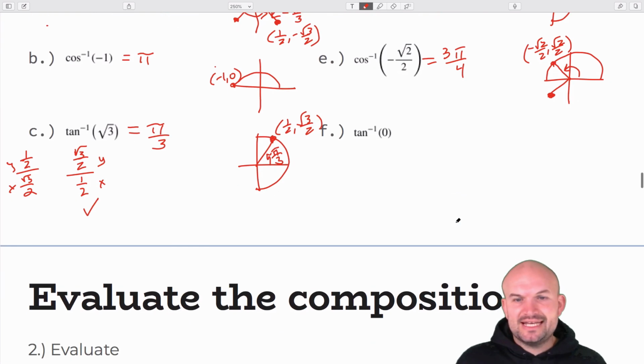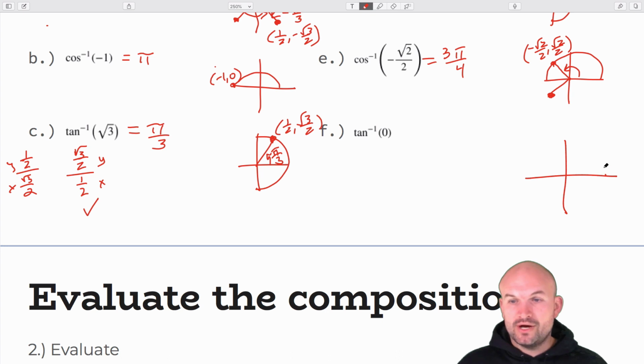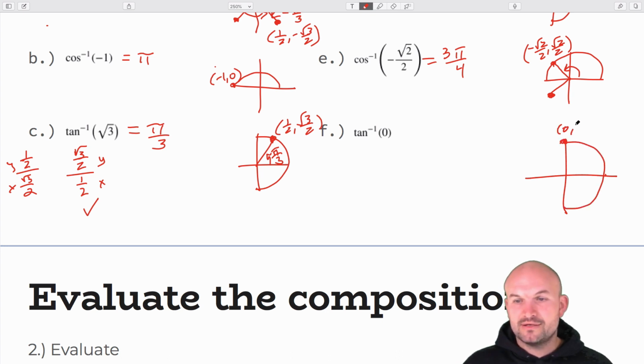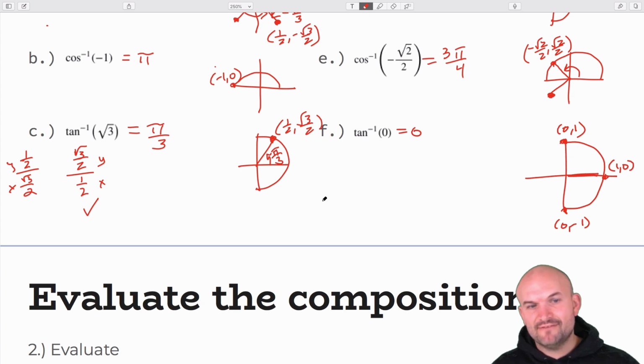All right, last one is when tangent is equal to 0. Now again, remember, tangent is y over x. So for this one, we need to look at the coordinate points between negative pi halves and pi halves where the y coordinate over the x coordinate is going to be 0. You can see 1 over 0 is undefined. Negative 1 over 0, undefined. The only point that works is 0 over 1. So that angle, which is basically not moving anywhere, is just going to be 0. That's the basic idea.